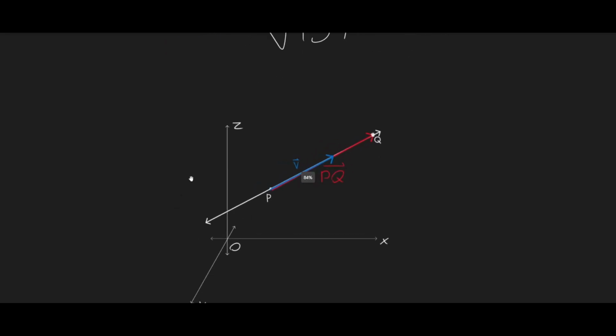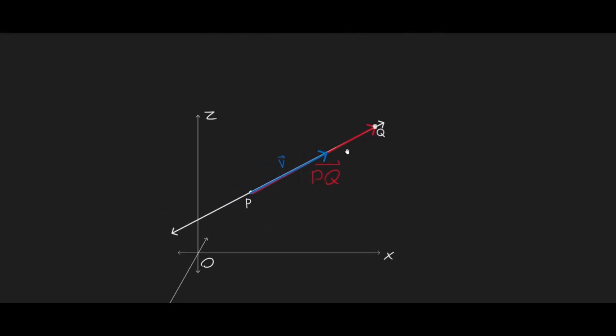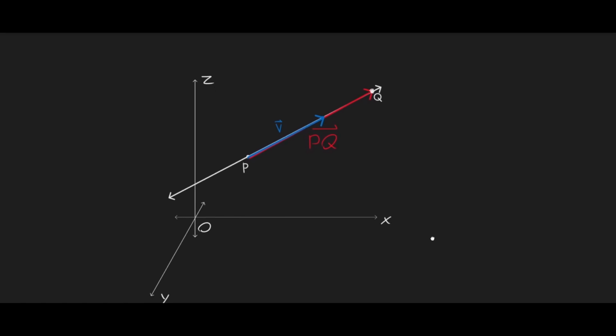So here I'll show you what I mean. Here's our line, and here's Q, and here's v and PQ. And these are parallel vectors. And when you take the cross product of parallel vectors, it gives you a vector with magnitude of 0. So yeah, that was another example, and this time the point was on the line.